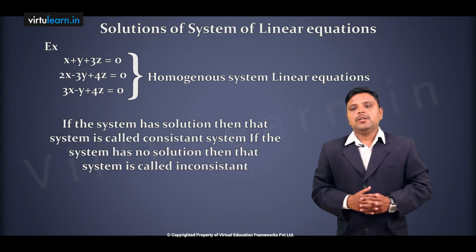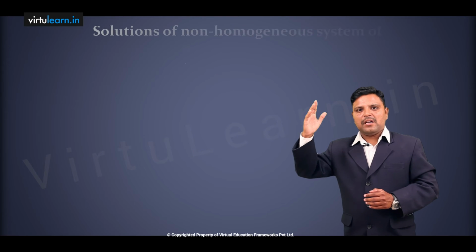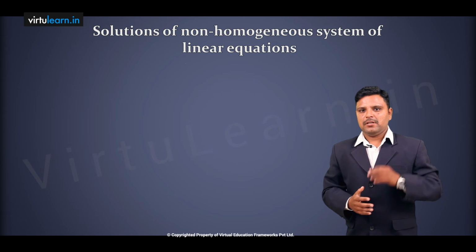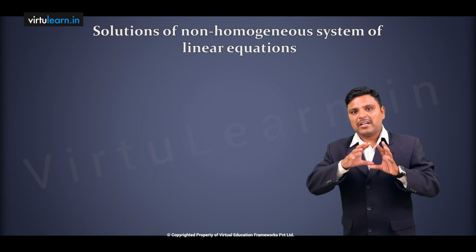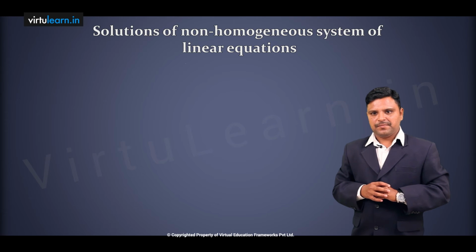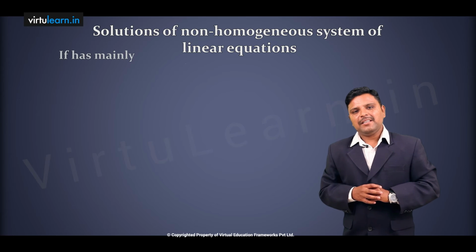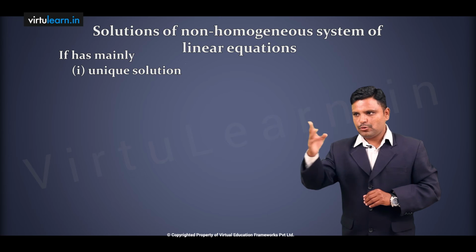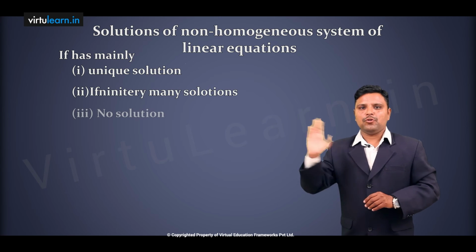Now, first of all, I will explain the solutions of a non-homogeneous system of linear equations. Already I have covered homogeneous and non-homogeneous. Now, what type of solutions exist for a non-homogeneous system of linear equations? It has mainly three types of solutions. First one, unique solution, important. Infinitely many solutions, and no solution.